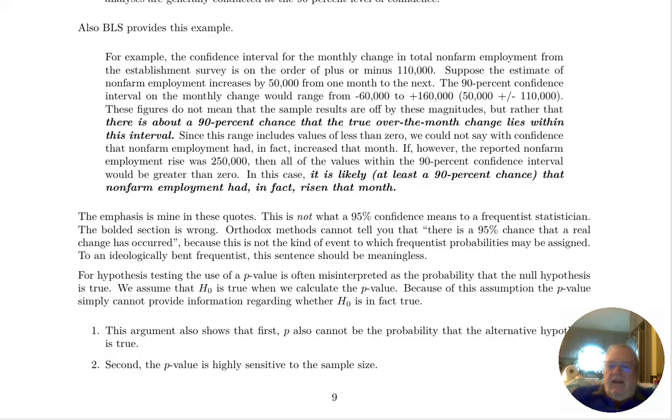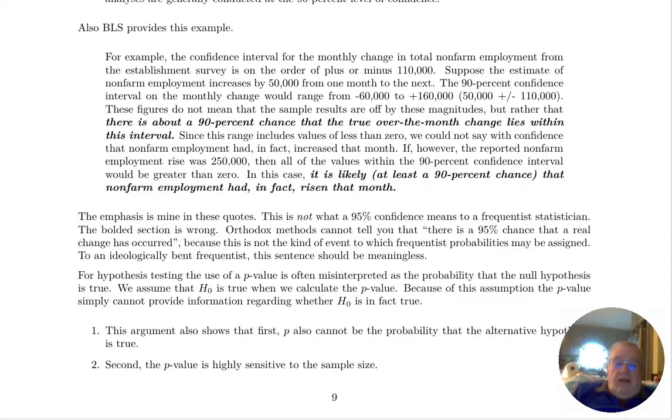Okay, and it doesn't mean they're off by this, but here's a Bayesian approach to thinking about it. There's a 90% chance that the true over the month change lies within this interval. That's a good way of thinking about it. From a Bayesian point of view, that's a perfectly valid way of thinking about it. It is likely that non-farm employment had in fact risen, and that's what they're saying. But for the frequentist statistician, which is all the BLS people, this is not what it actually means. I spoke that as a Bayesian.